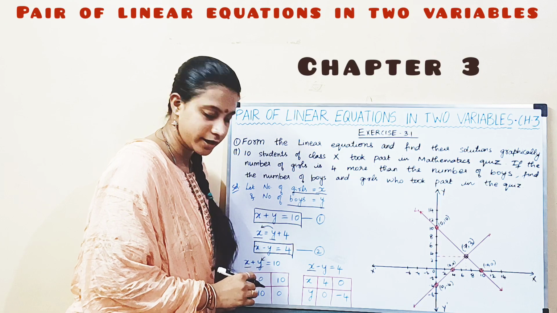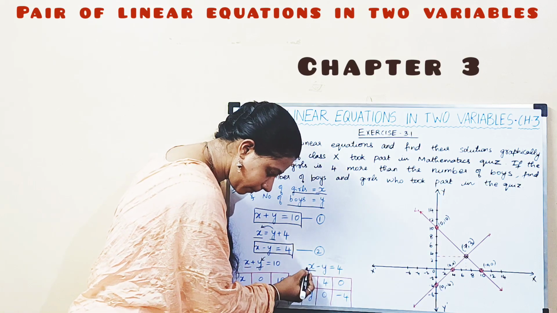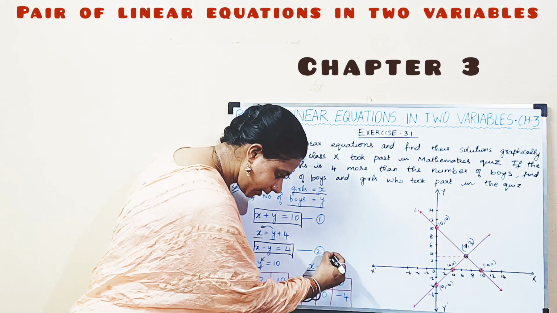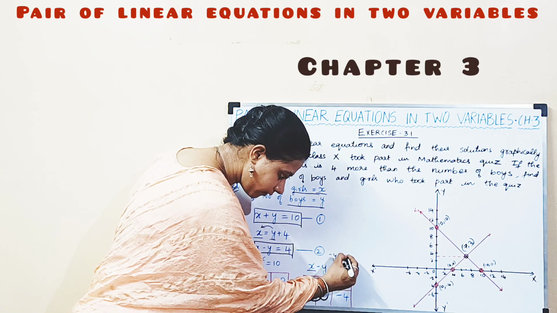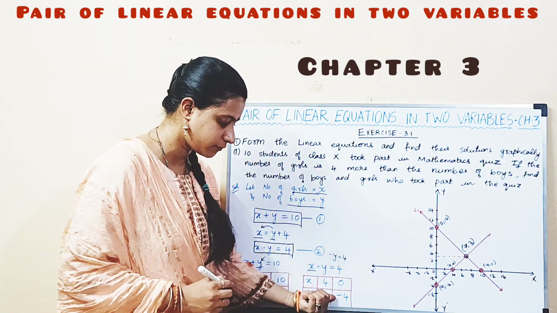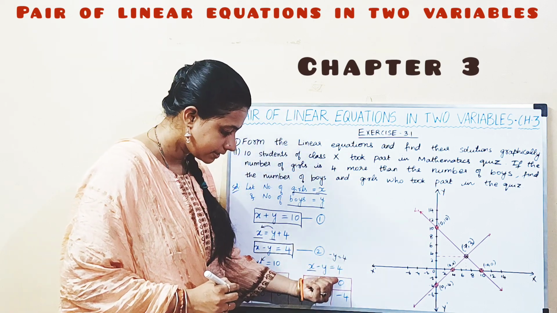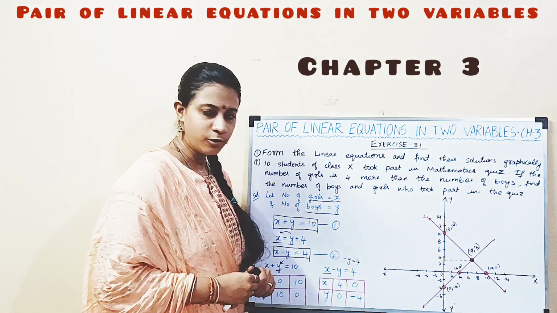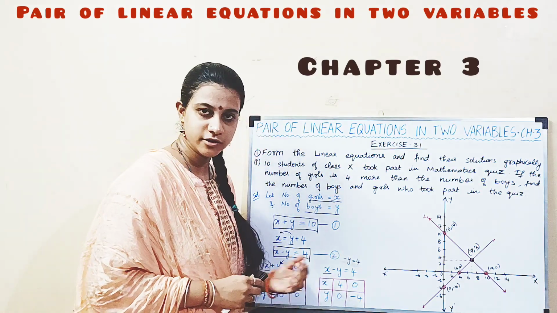Coming to the second point, if we substitute 0 in place of x, what will we get? Minus y is equal to 4, which is nothing but y is equal to minus 4. The second point we are getting is (0, -4). Now let's plot these 2 points on the graph.